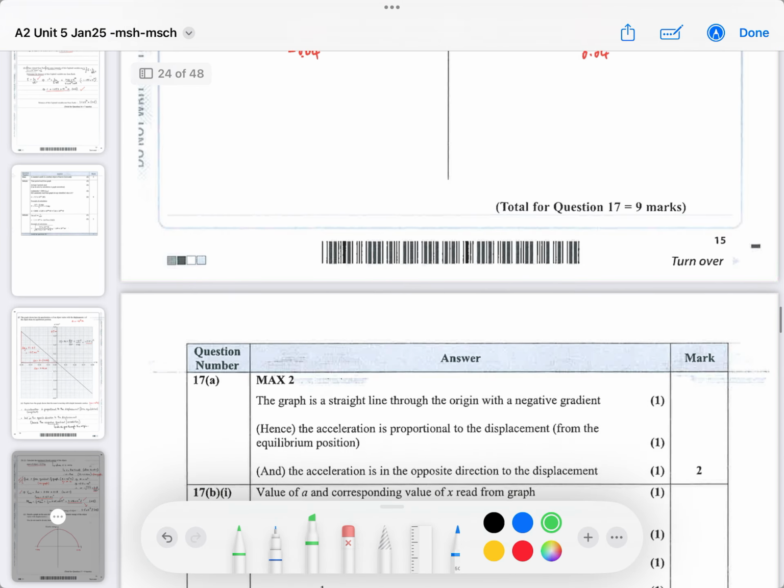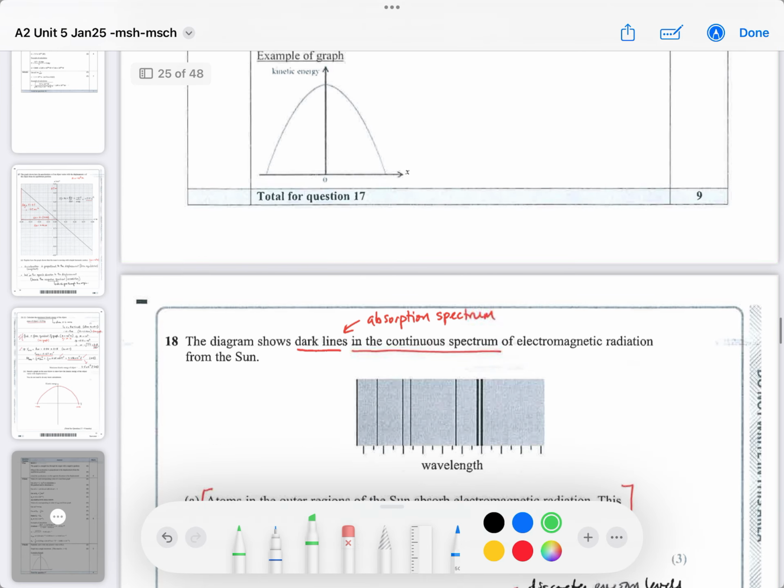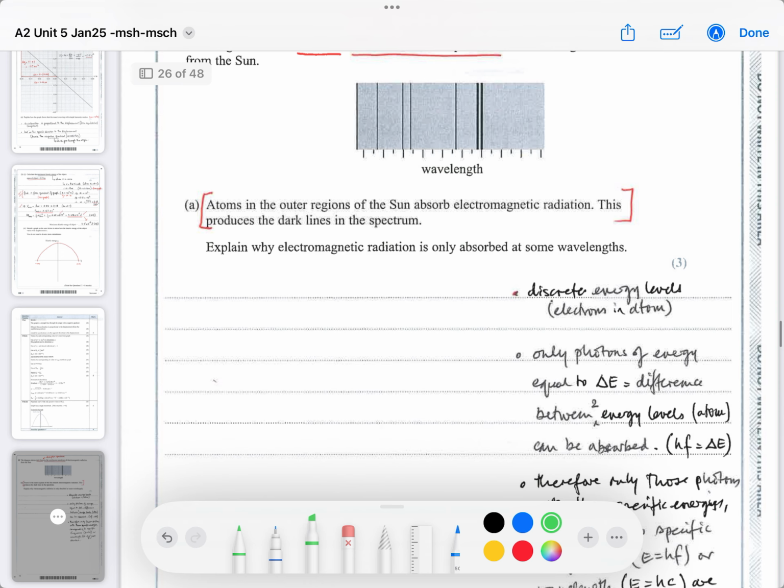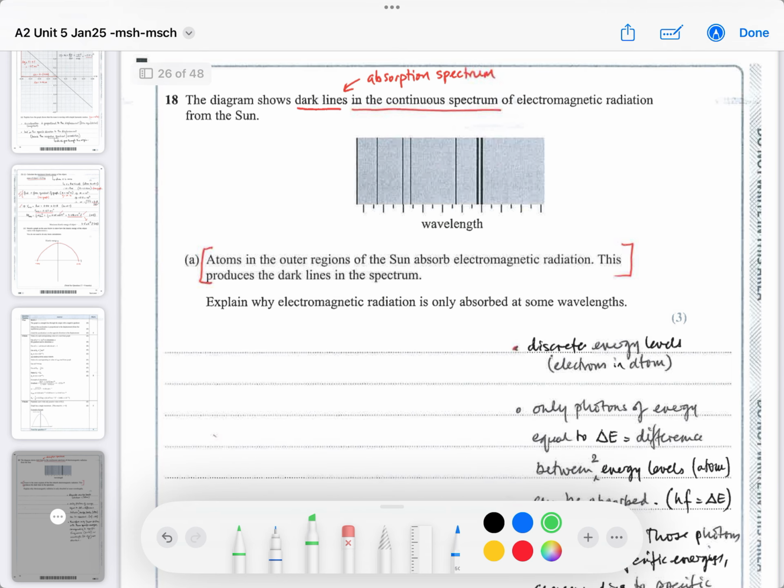Okay, so let's see what's left. Here we have spectra, so this is also useful for revising unit 2 of IAL and very useful for linear students.